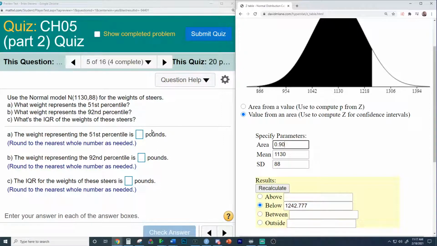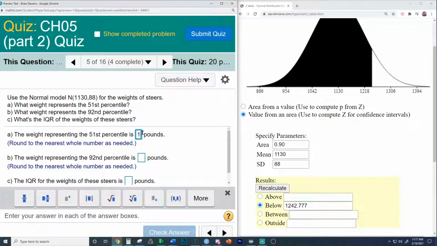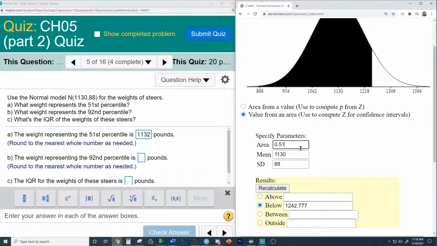So the 51st is literally going to be 1132. Why do I know that? Because it's going to be right above the mean, and look, we rounded to the nearest whole number. We got it right. We didn't even need the applet because it's right above the mean. So looking at the mean, I was like, it's just going to be barely above the mean. So pretty easy answer to get. At least we could guess that.